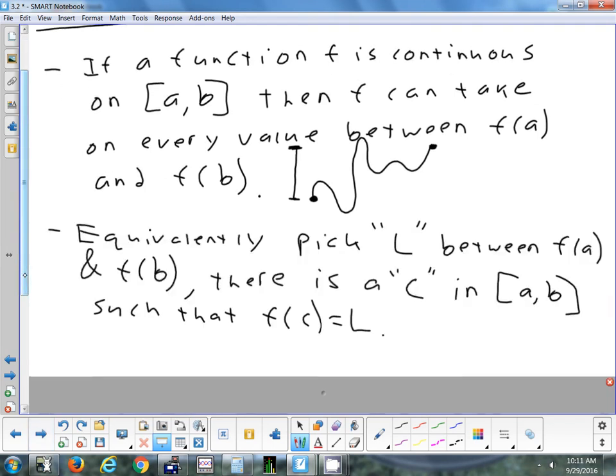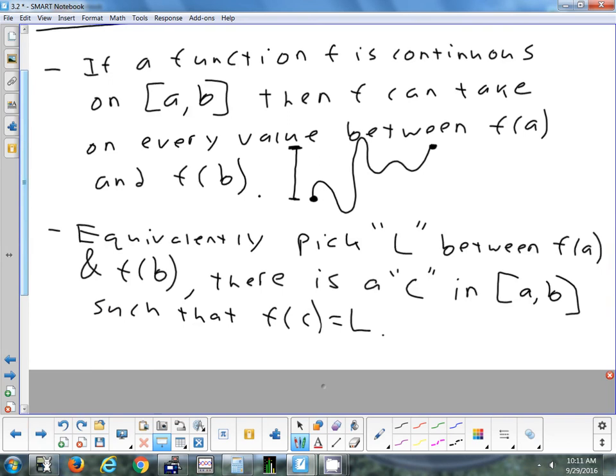Okay, another way to look at it, if that way doesn't make sense, you can pick any number between f of a and f of b. In my example, think of this as your room temperature water. This is your boiling water. You can pick any number between 70 and 212, and there will be some value that you could plug into your function and get the number you picked. That would be like me saying there would be some point in time where it hits a temperature between 70 and 212.